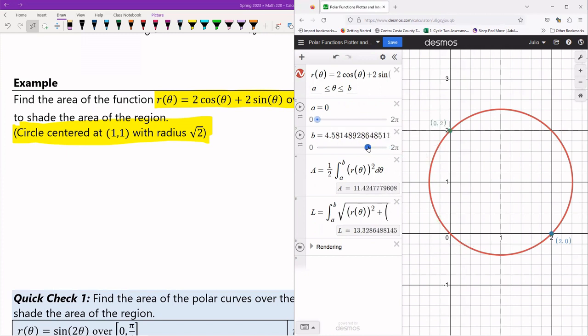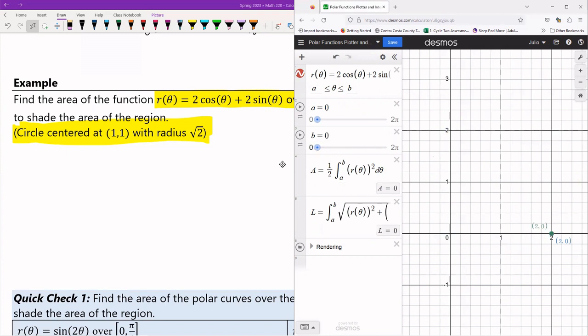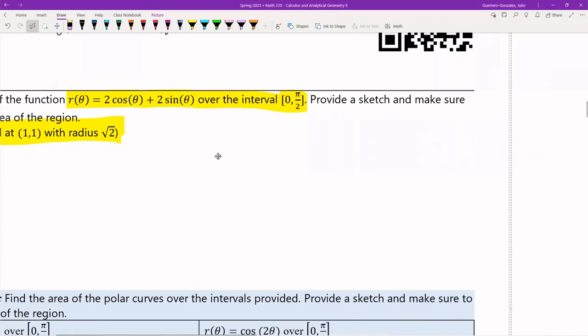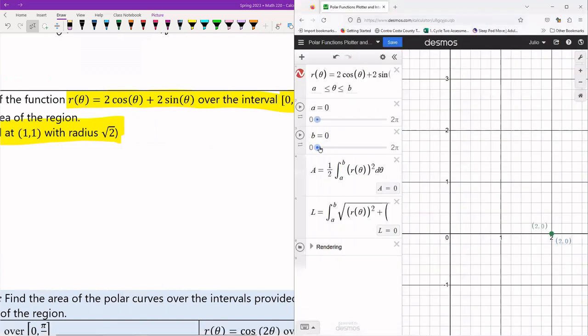Let me go ahead and drag this back, and notice how it traces out the function. So I want this curve. From the problem, it says I want the area of the function r theta, this thing, over the interval from 0 to pi over 2. So let's go back to here. I want it from 0 to pi over 2. Pi over 2 is 1.57 and change, so I'm going to do 1.57 right there. That looks to be pi over 2.